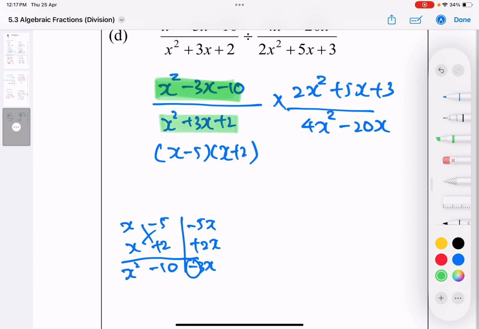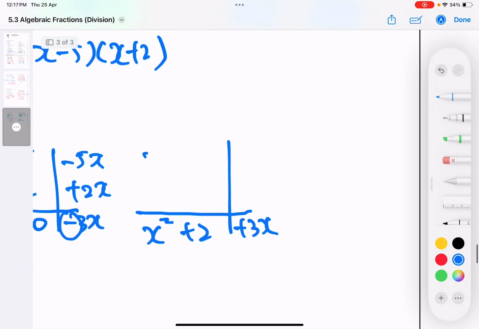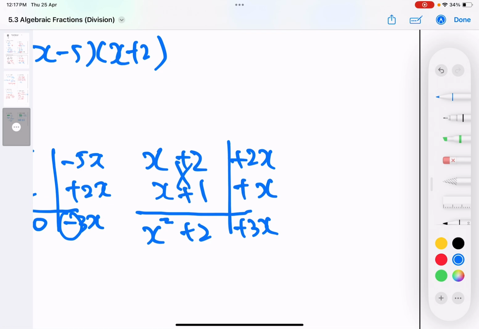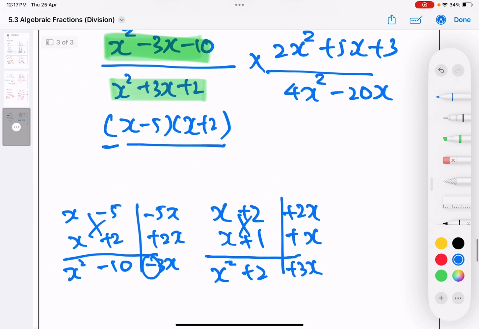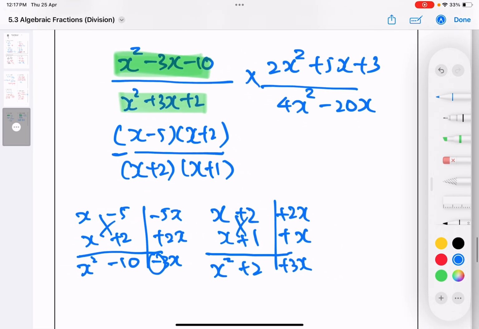Let us look at the bottom one. The bottom one, let us try to factorize. x squared plus 3x plus 2. I factorize this, I get x and x, 2 and 1, 2x, x. How do I get positive? Both must be positive. So I know that the denominator for this is just going to be x plus 2, x plus 1.